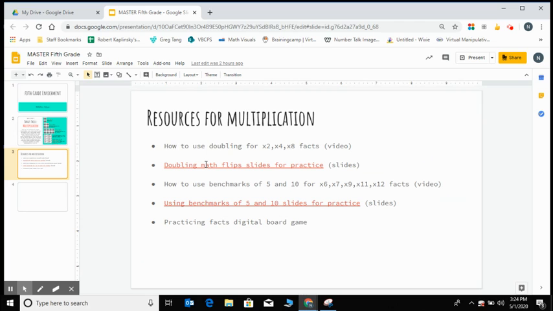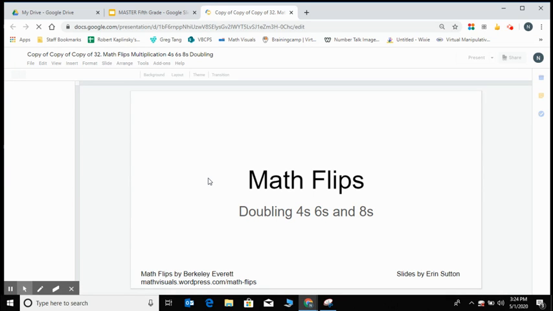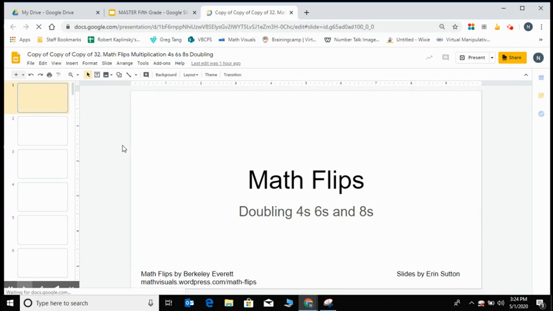So what I'm going to do is open up these math flip slides for doubling, and we'll work through an example together. And then once you've watched this video, you'll understand how these slides work and how you can practice them to work on your own doubling.